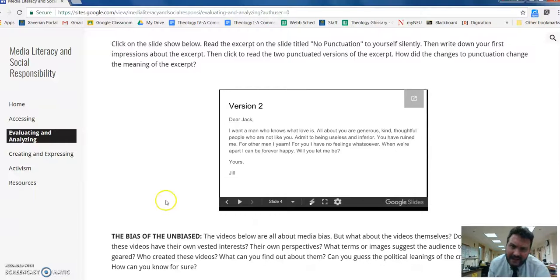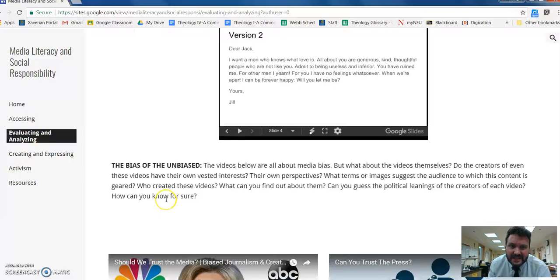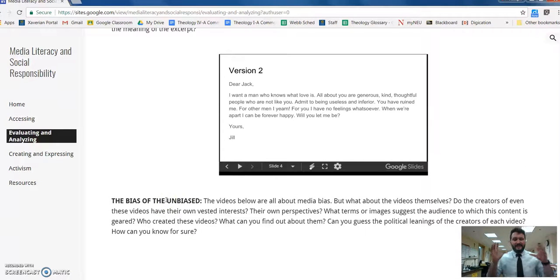So the point in this that students will consider is how even if the content is identical, there can be some subtle changes that will completely alter the meaning of the message.